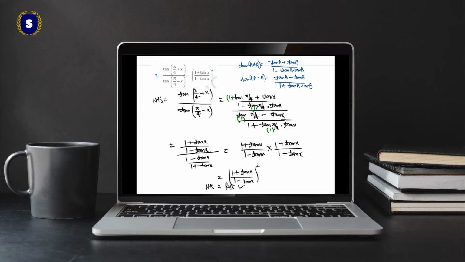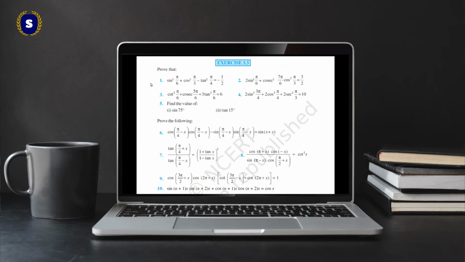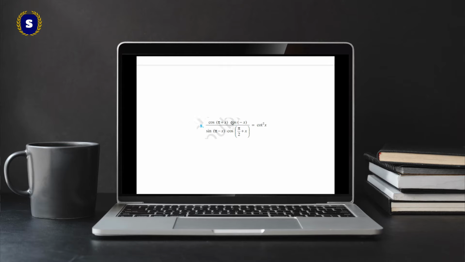Let us solve the next question. That is question number 8. LHS is equal to cos(pi plus x) into cos(minus x) upon sin(pi minus x) into cos(pi by 2 plus x).